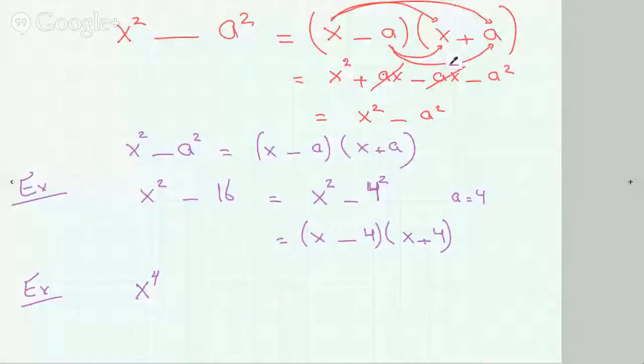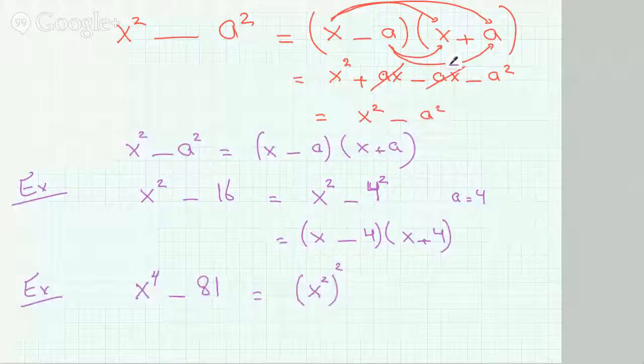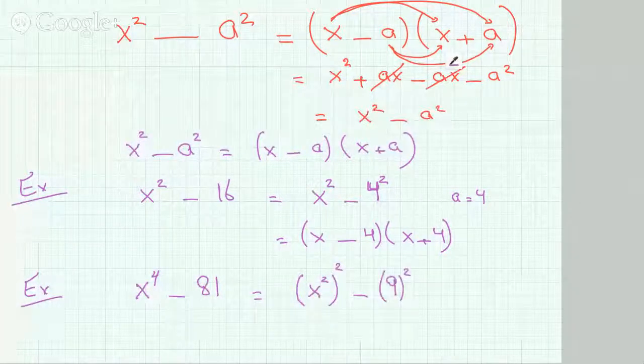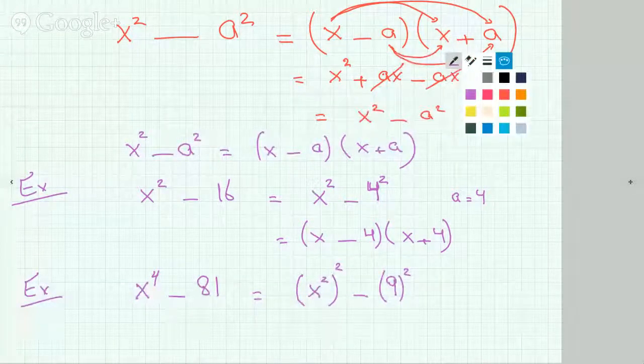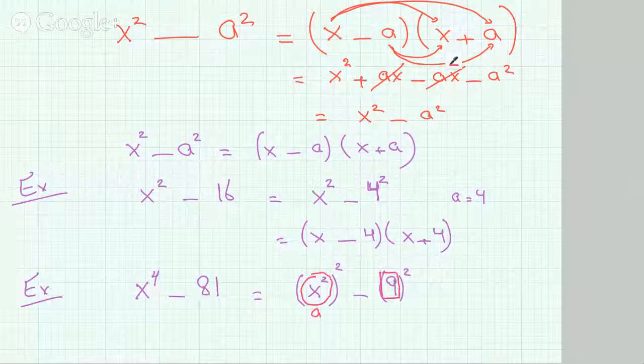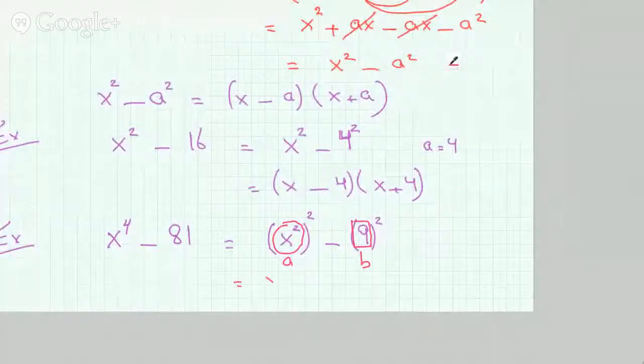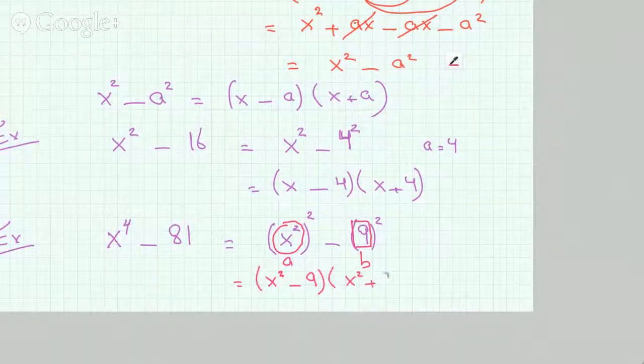Let's say, for example, we have x to the 4 minus 81. And I know that I could rewrite the x to the 4 as x squared, and the 81 I can rewrite as 9 squared. So now, in this case, my a will be x squared, and my b will be the 9. So now I can go ahead and apply the rule. So I will get x squared minus 9 times x squared plus 9.